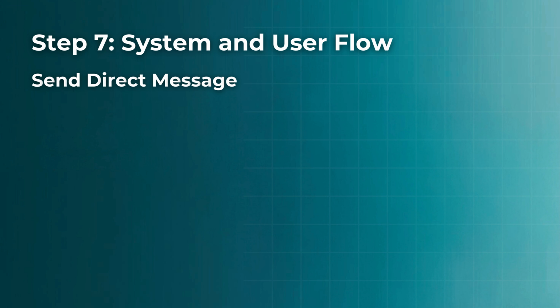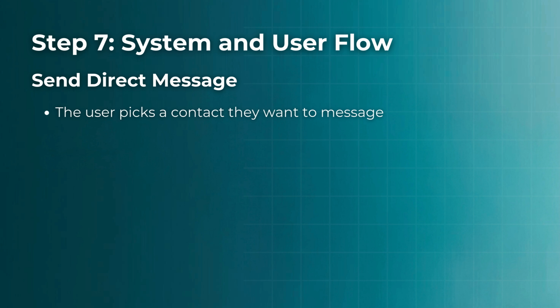Let's talk about how sending a direct message works on our platform. It's a straightforward process, but there's a lot happening in the background to make it seamless. First, here's what the user experiences. Step 1. The user picks a contact they want to message. It could be a friend, a colleague, or anyone they're connected with on the platform.